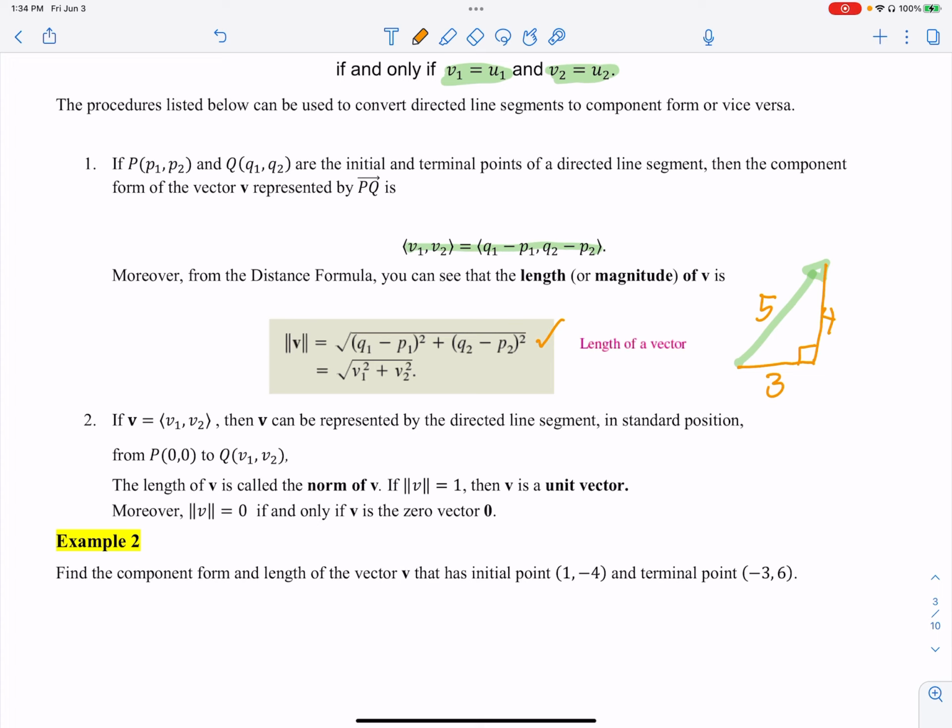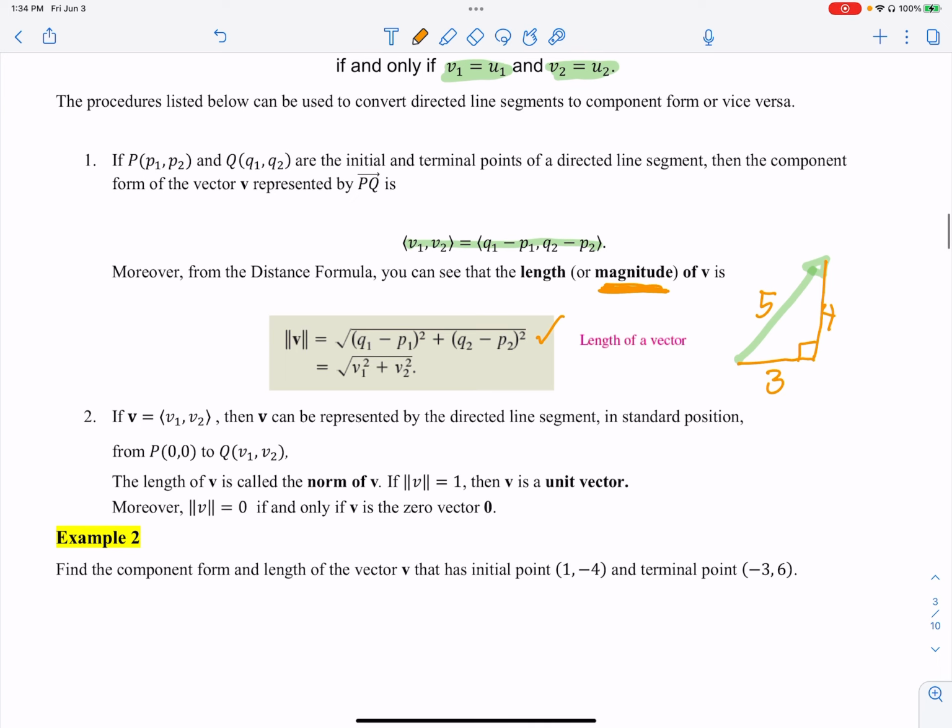So how do I find the length, or the magnitude, of a vector? Magnitude is what we're going to use mostly. I subtract my x's and square it, then add it to my y's subtracted and squared, then I take the square root. Or if they just give me the vector v1, v2, this just says square v1, square v2, add them together and take the square root. This is the distance formula. It's the exact distance formula.